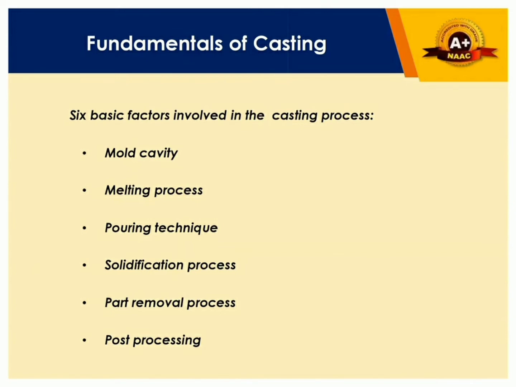Next is the melting process. Metal should be melted in such a way that it can be easily poured inside the mold cavity, and the metal should have good fluidity to take the shape of the mold cavity. Then the pouring technique should be considered. In the pouring technique, there are different factors of preparing the mold cavity, like pouring basin, sprue, runner, and the gating system. In later lectures, we will learn about the different pouring techniques and the different factors that need to be considered for them.